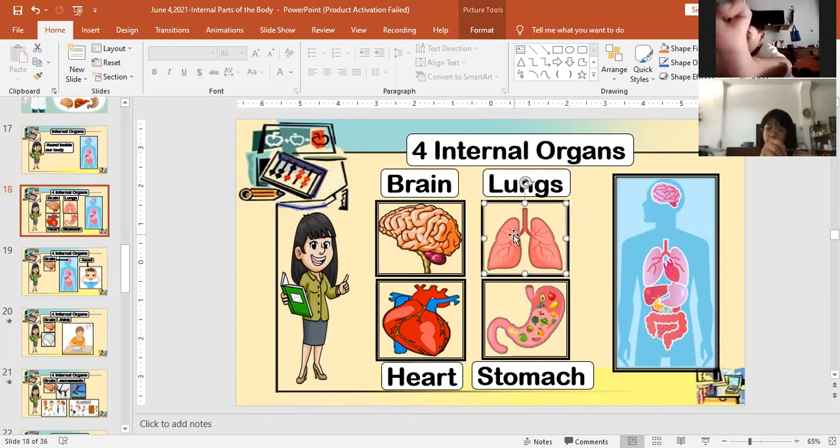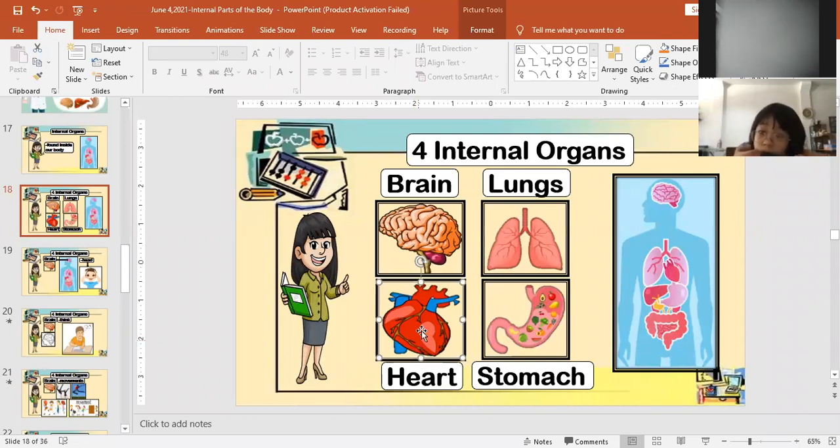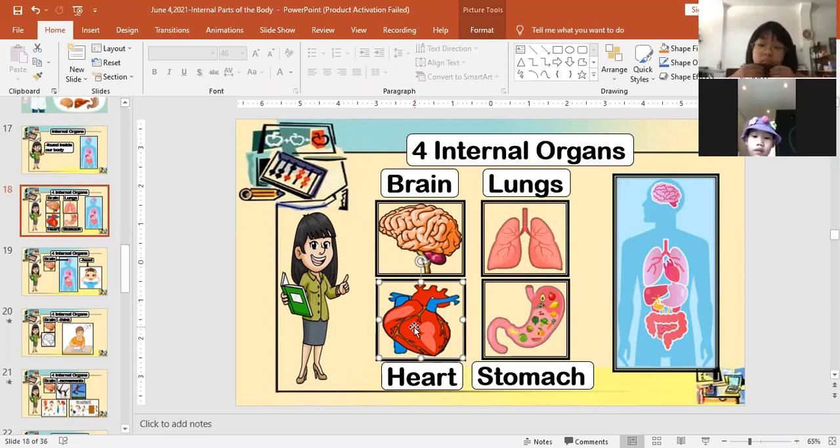Lungs. How many lungs do you have? One or two? Two, very good. We use our lungs when we breathe air through our nose. So we can smell the food, perfume. We can smell bad or good smell. How about this one? Heart. What is the color of the heart? Pink. Red. Because of the blood. How does the heart work? It is moving.